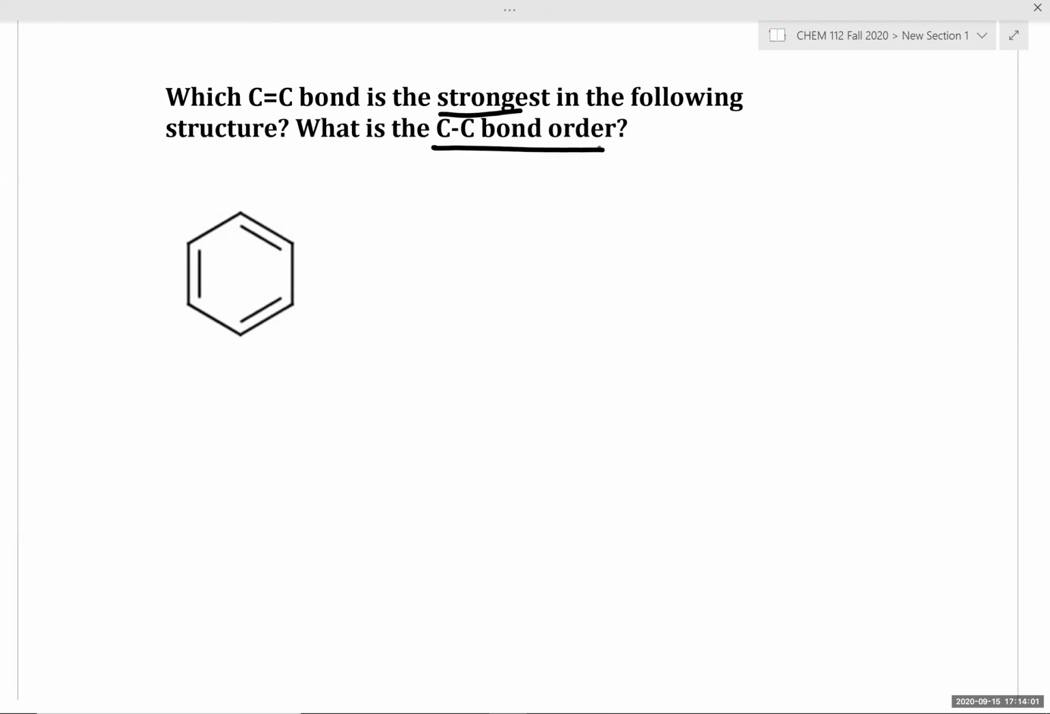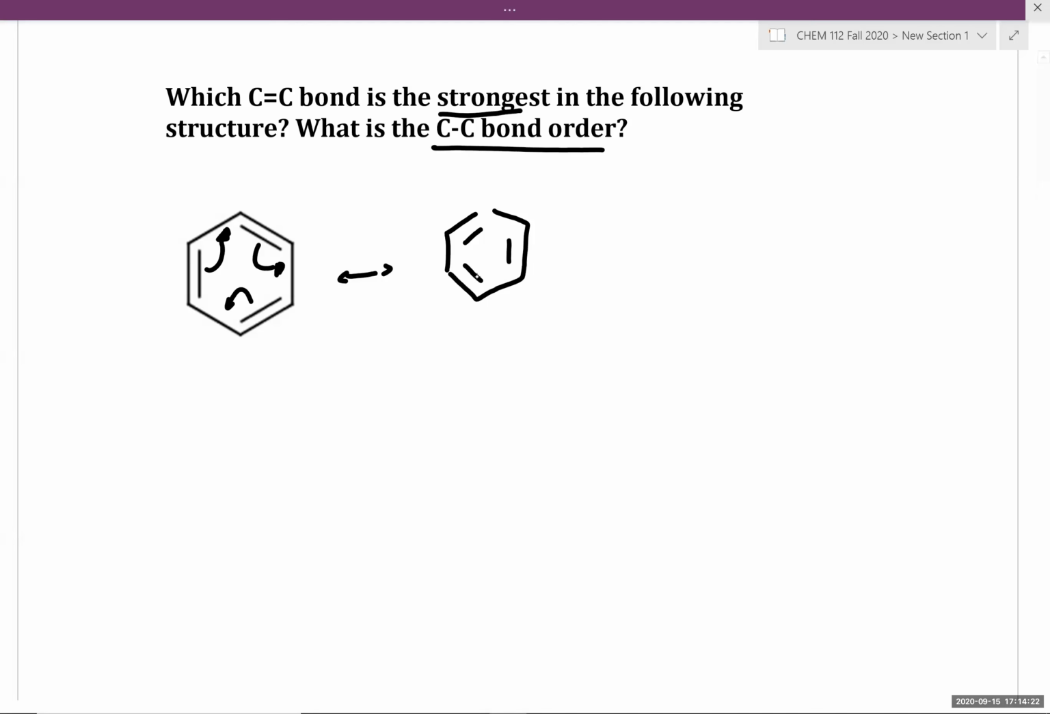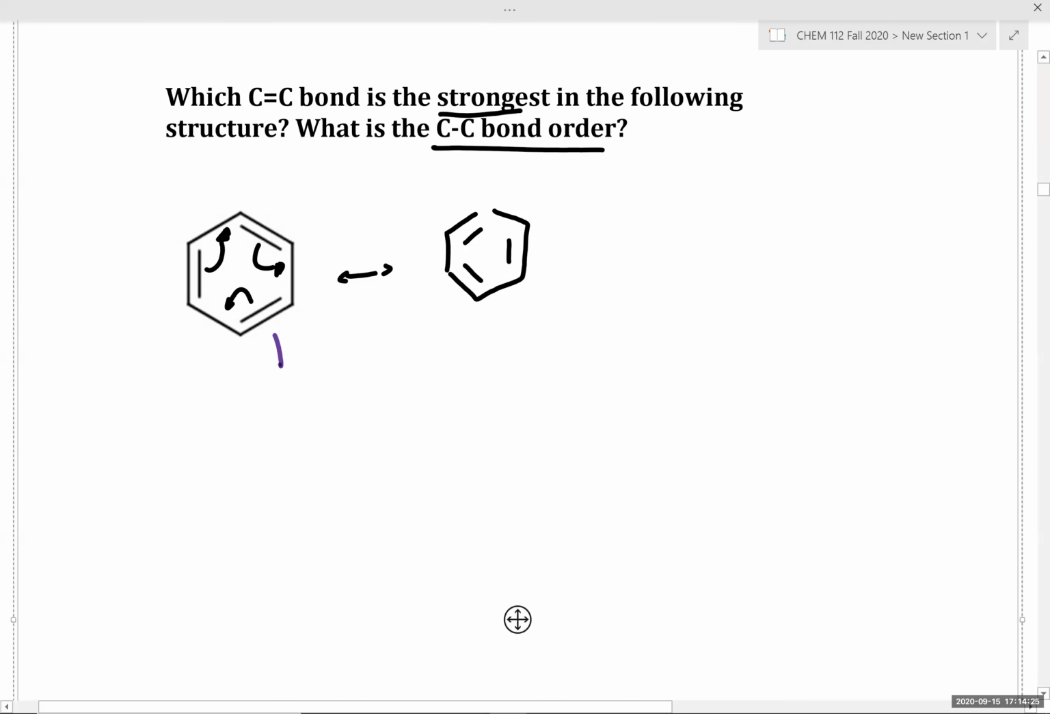Okay, so there seems to be consensus for this example. So first, let's draw out the resonance structure. So for cyclic, in this case, aromatic systems, we can move each of our double bonds one space over, and that would generate the following resonance structure. If we focus in on any single one of our carbon-carbon bonds, we notice that in one resonance structure, there's a double bond. In the other resonance structure, there's a single bond.